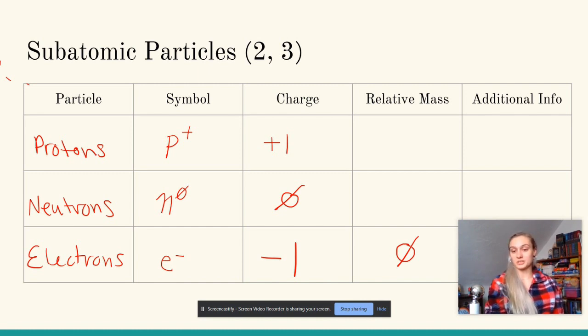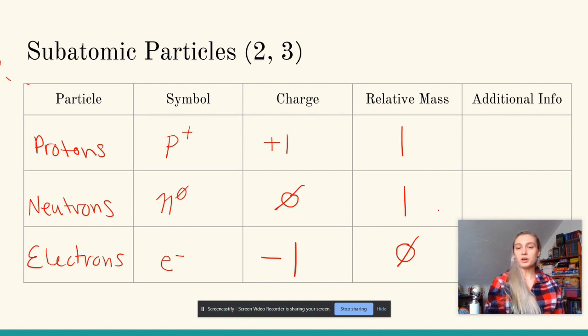But like for our purposes, it's 0. It's such a small number that we're just going to put 0. So that's why electrons don't contribute to the weight, because they're so small and weigh basically nothing. Neutrons, remember, are 1. And protons, remember, are 1 as well.